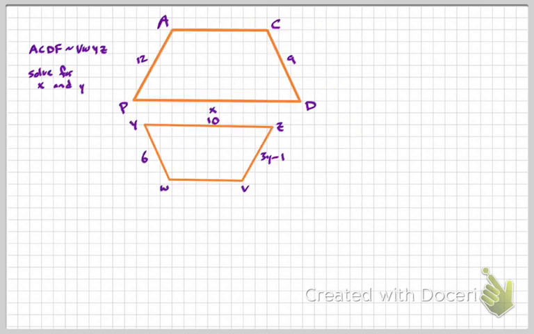Looking at this one here, now we're solving for x and y. So this is where the ratios are going to come into a little bit more of effect. They're giving us our similarity statement, so without even looking at this diagram, we know what's corresponding.